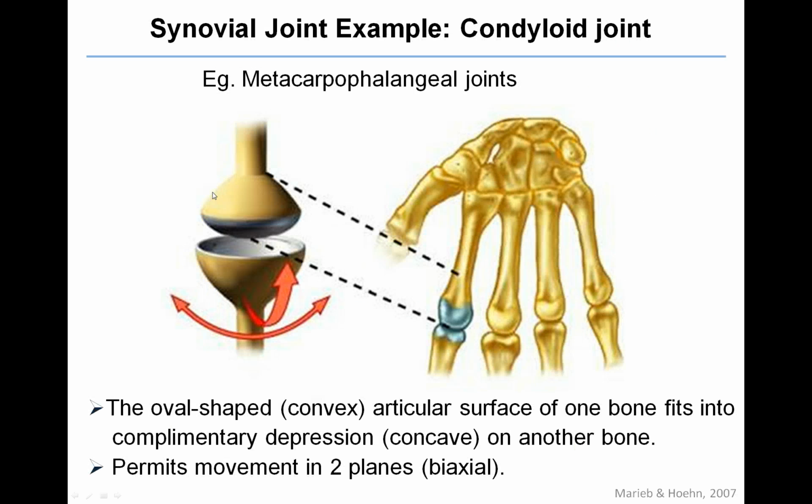A second example of a synovial joint is a condyloid joint. Condyloid joints can be found within the hand between a metacarpal and the proximal phalanx. In condyloid joints, there is a convex surface that meets a concave surface, and these types of joints allow movements in two planes.